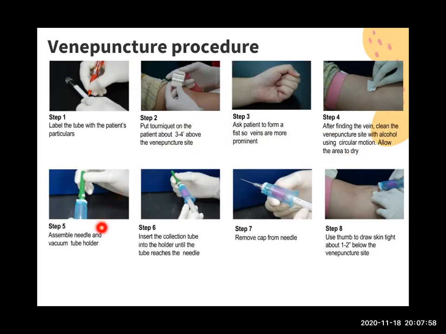Next is assemble the needle and vacuum tube holder, and then insert the collection tube into the holder until the tube reaches the needle. And then remove the cap, and then use the thumb to draw the skin tightly about 1 to 2 inches below the venipuncture site.